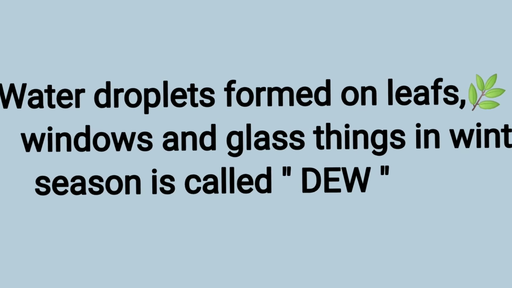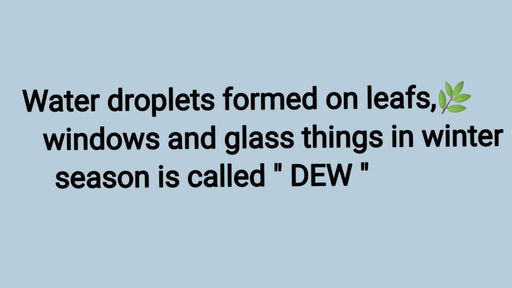This thick mist restricts the visibility. Second one is dew. Water droplets which are formed on green leaves or windows and other glass things are called dew. We can observe the water droplets formed on those things. This is what we call dew.